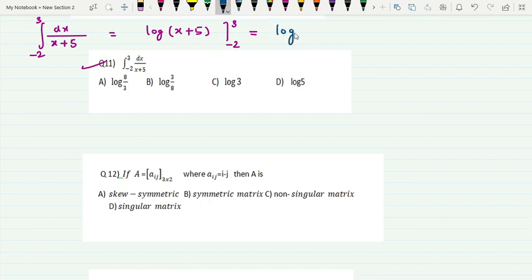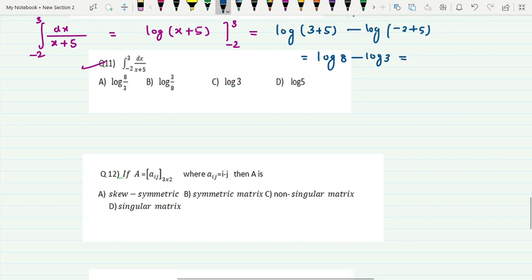Log of upper limit 3 plus 5, minus the lower limit, minus 2 plus 5, which is log of 8 minus log of 3, and finally we'll write it as log of 8 upon 3, 8 by 3. Yes, so log of 8 upon 3. A option is the correct option.